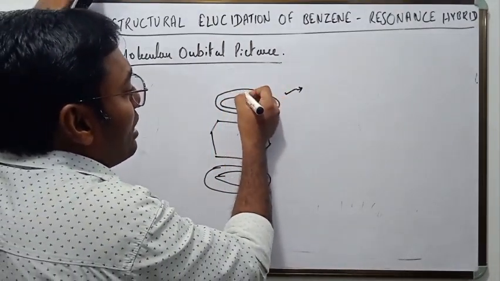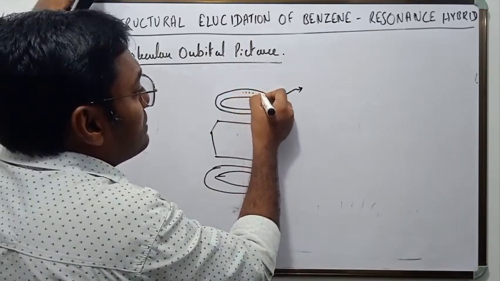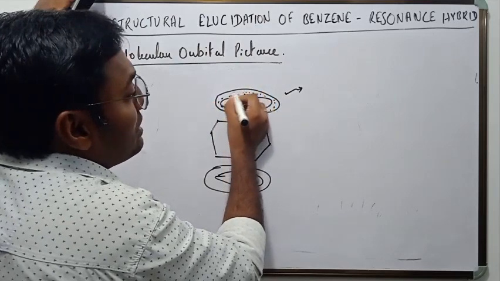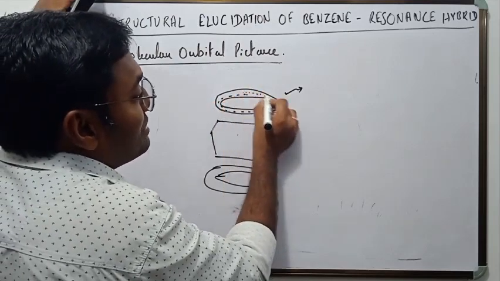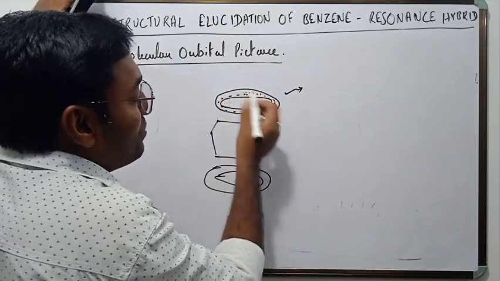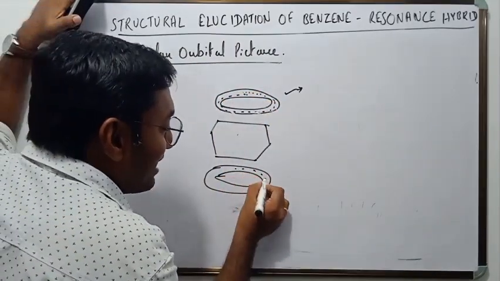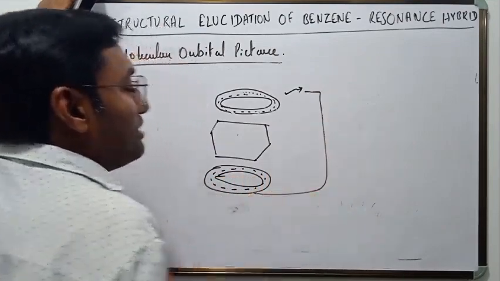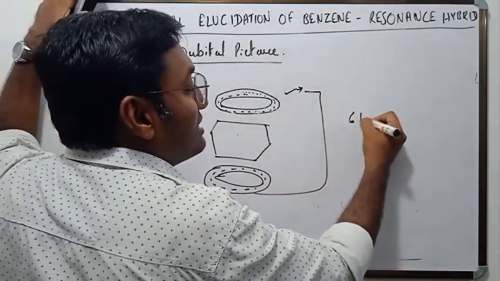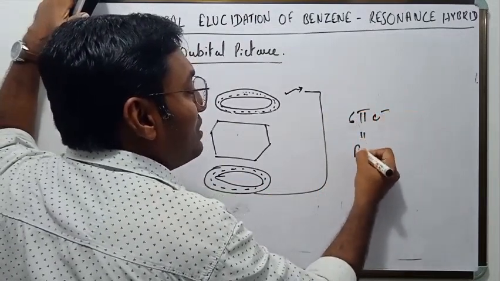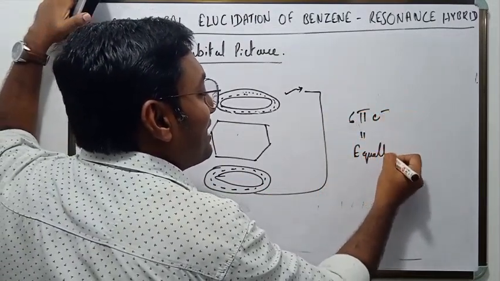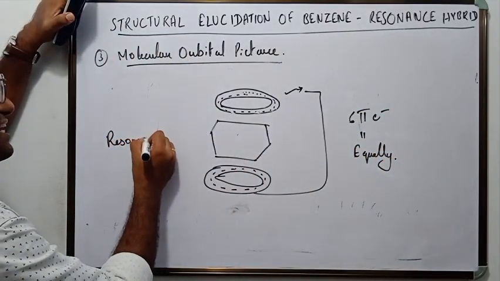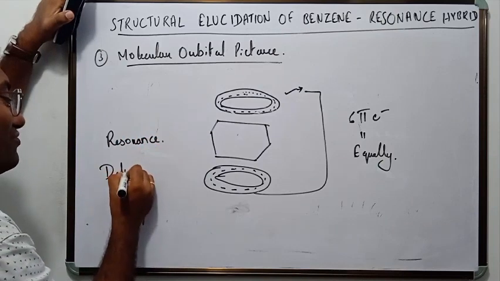Now why do the 6 pi electrons have a large area to move? It would not be restricted to one particular section, because the molecular orbital area is so large that they can move anywhere. So the 6 pi electrons are equally shared between the 6 carbon atoms, resulting in resonance or delocalization of electrons.